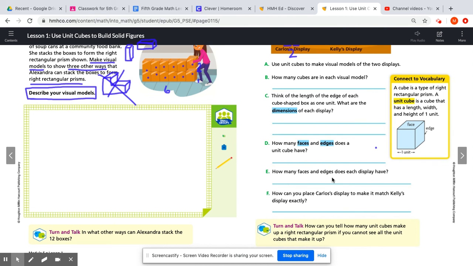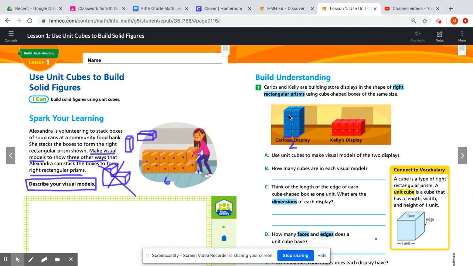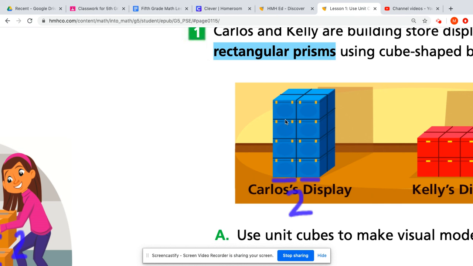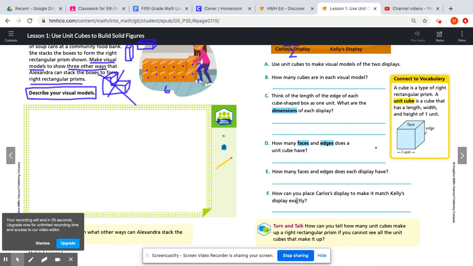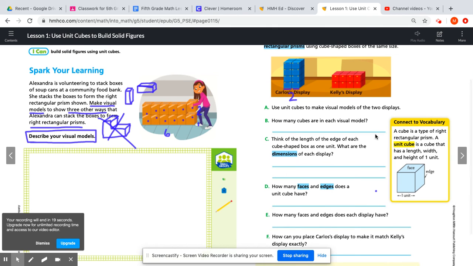And then it wants you to do the same thing about the edges. Again, don't count this as an edge and that as an edge. This whole side right here is 1 edge. This whole side over here is 2 edges. This is 3 edges, okay? Where all those faces meet. And then finally, how can you place Carol's display and make it match Carlos's display? So what can I do to Carlos's display so it looks exactly like Kelly's?